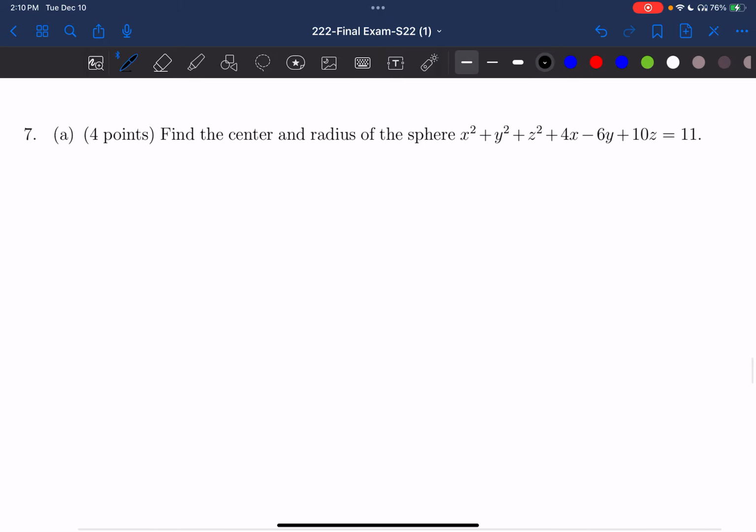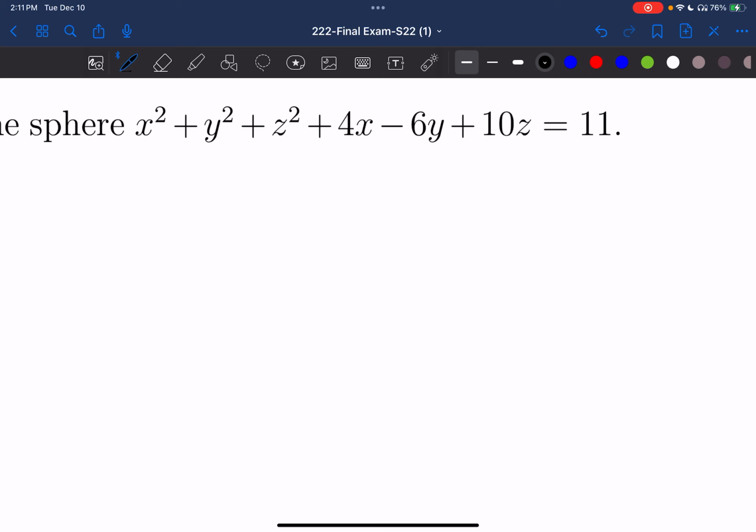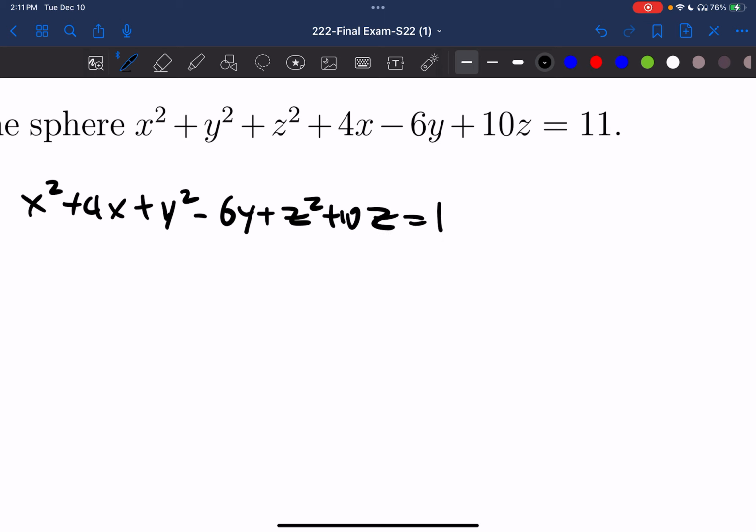Find the center and radius of the sphere. This is very basic completing the square. If you get this on the test, it's basically 3 points, if you know how to complete the square. Let's group all the terms together: x squared plus 4x plus y squared minus 6y plus z squared plus 10z will be equal to 11.